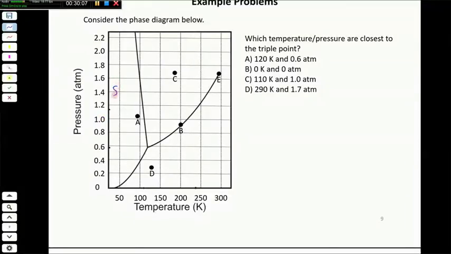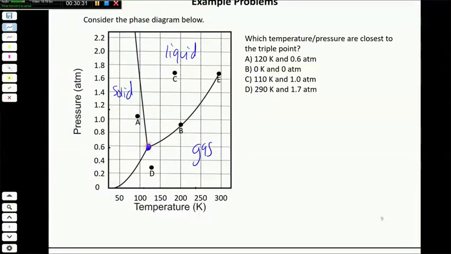So labeling the diagram yet again, same one, but we'll just keep labeling it so we don't lose track of where these are. The triple point is again the place where all three of the phase change lines intersect each other. So you have the solid-liquid line, the liquid-gas line, and the solid-gas line. All three intersect. So that's that point here, and then we need to estimate which temperature and pressure that corresponds to.